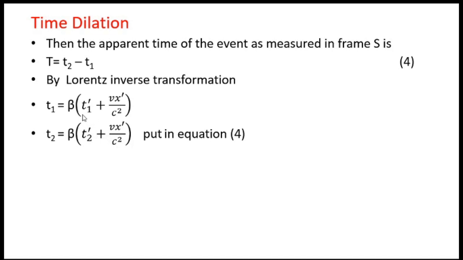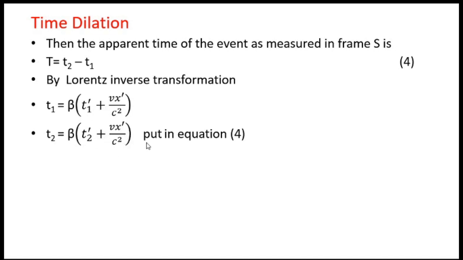Now, how have we written these equations? If t dash is equal to beta times (t minus vx upon c square) is the Lorentz transformation, then the Lorentz inverse transformation can be obtained just by changing the minus sign into plus and by interchanging the primed quantities with non-primed. Means instead of t, we have to write t dash. So instead of t1 dash, I have to write here t1. Change the minus sign with plus, and this x is changed by x dash. And here it was t, which I have changed with t dash. So I get t1 is equal to beta times (t1 dash plus vx dash upon c square), and t2 is equal to beta times (t2 dash plus vx dash upon c square).